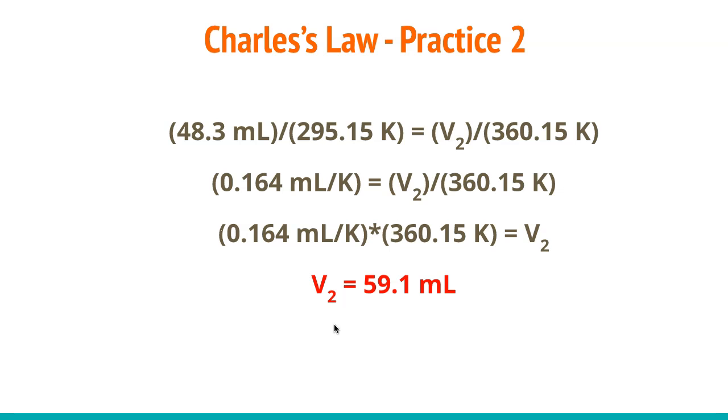And then what I would need to do is simply multiply in order to get rid of the Kelvin in the denominator on the right-hand side. So I multiply through on both sides, and I successfully isolate V2. This turns out that V2 is equal to 59.1 milliliters.